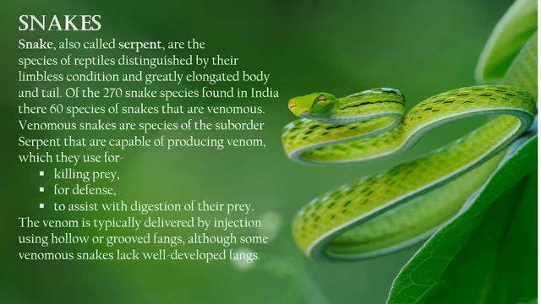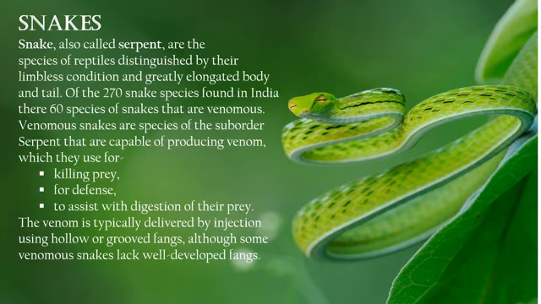Snakes. When I call this name, you all start imagining the slimy and slithery creature which is found commonly around us. Snakes, also called serpents, are the species of reptiles distinguished by their limbless condition. Limbless means without limb. Limbs are our hands, legs, etc. And a greatly elongated body and tail. So it has a very long body with a tail.